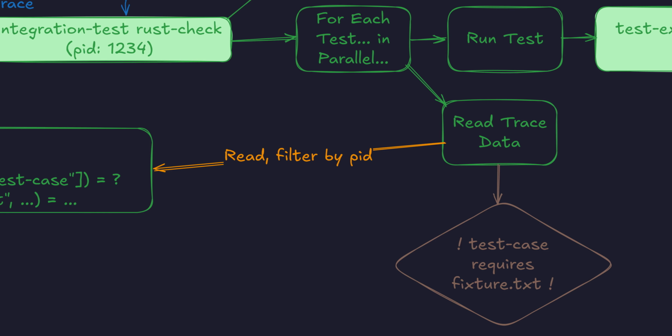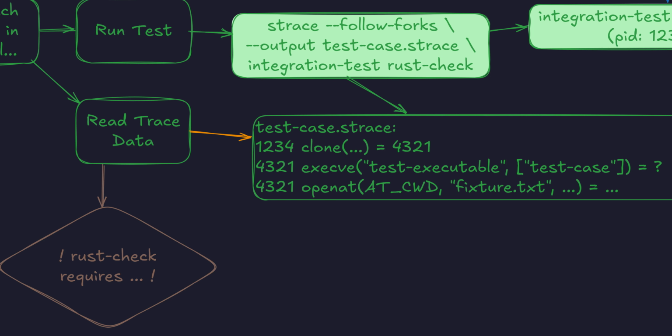It provides the knowledge that the test case requires fixture.txt to the subprocess, and over here in testtrim, it can identify that the integration test, called rust check in this case, requires whatever else it finds from the syscalls. But if you can see the problem with this approach, then you are very, very clever. I did not until I ran into it.